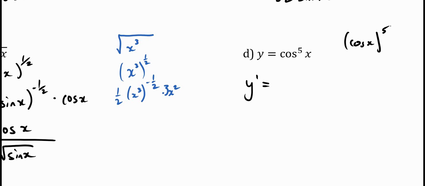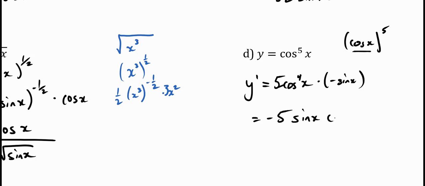So what's this one going to look like? It should look like this. Cos, that's the start of it, right? Bring the exponent out front, multiply, subtract 1 from the exponent, and then multiply by the derivative of what's inside, and by that I mean the derivative of what's inside these brackets. So that's times negative sine x. And we would probably end up writing it like this: negative 5 sine x cos 4x.